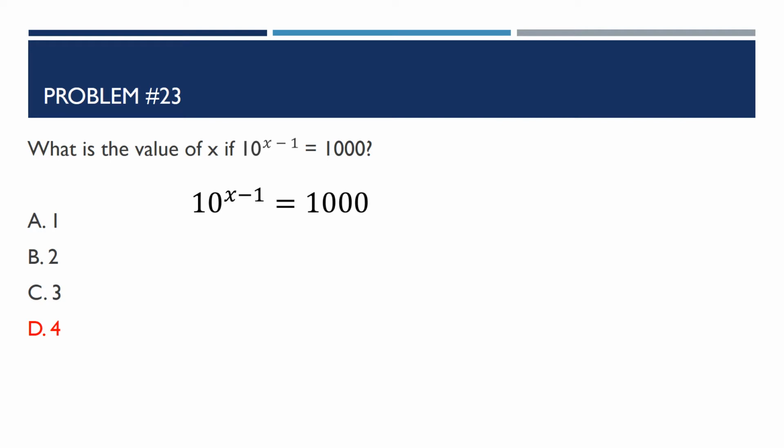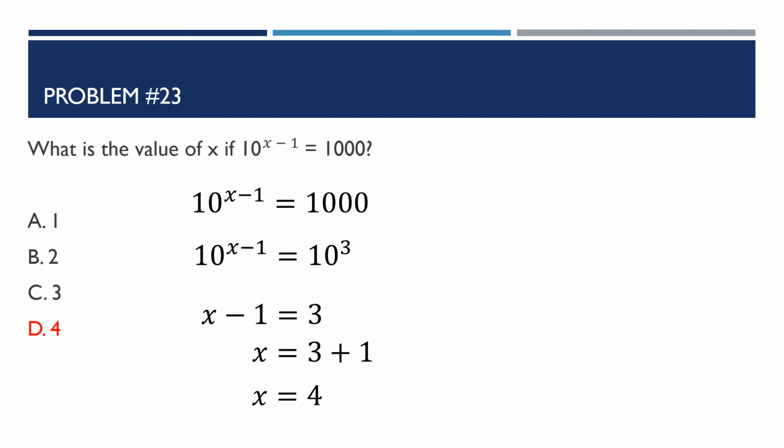From the given, we rewrite the 1000 into 10 cubed because 10 times 10 times 10 is 1000. So that it would look like the same form as the one on the left side. Since they are both 10, the same base having different exponents, we can say that x minus 1 should be equal to 3. And if we transpose negative 1 to the other side, it becomes positive. And if you combine, it will be x equals 4.